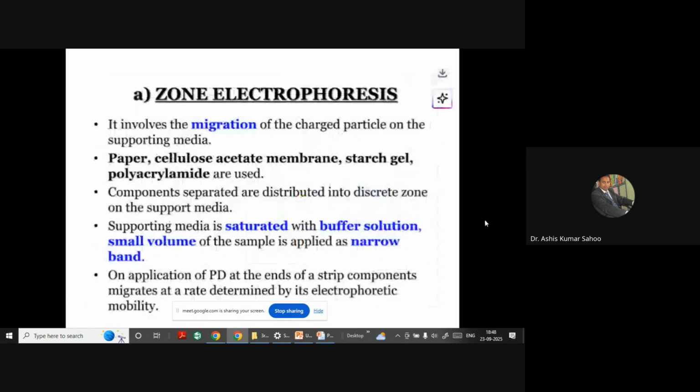Zone electrophoresis involves the migration of charged particles on a supporting medium such as paper, cellulose acetate membrane, starch, or polyacrylamide. The separated components are distributed into discrete zones on the support layer. The supporting medium is saturated with buffer solution. A small volume of sample is applied as a band, and then the potential difference is applied. So these are the zones.